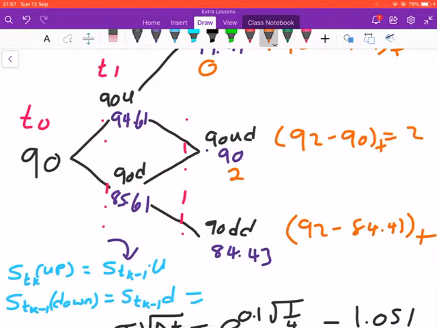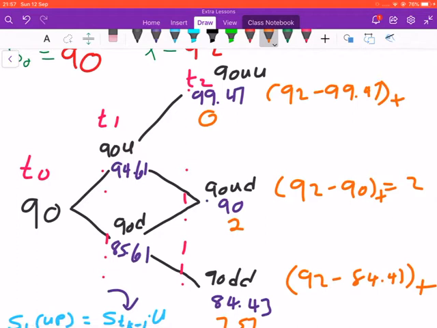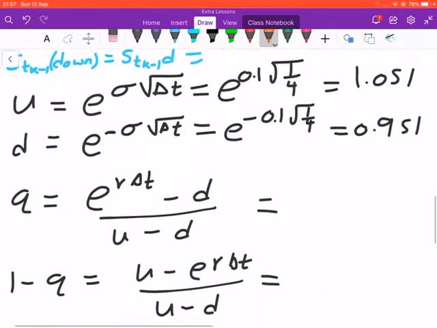So your answer here is going to be how much? It's going to be 7.57. So this is the value of your option. Now, if this were an American option, you would still use the same method. But since it's not an American option, you would have to use this equation over here.